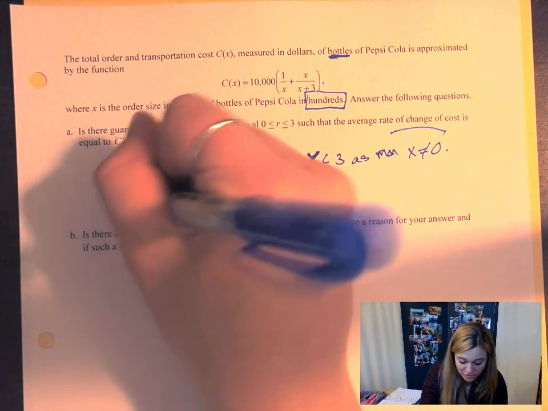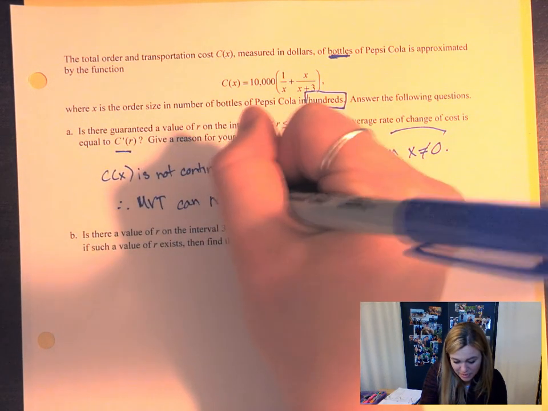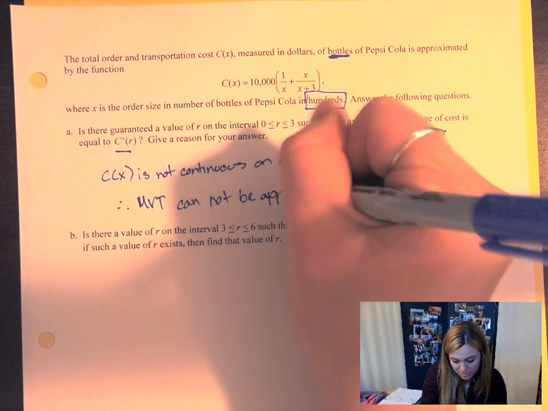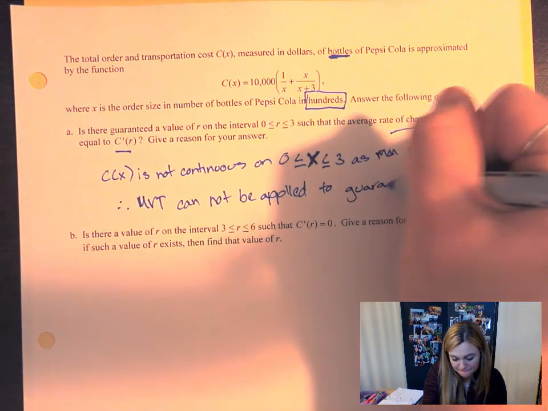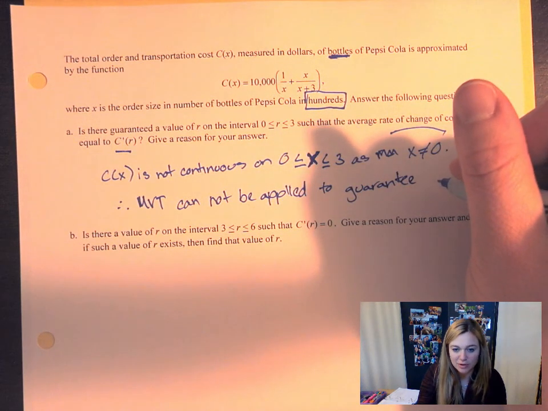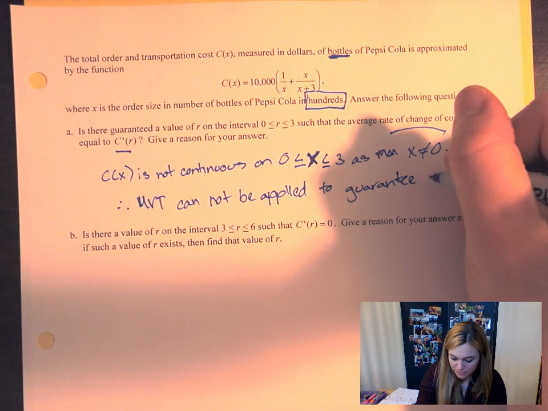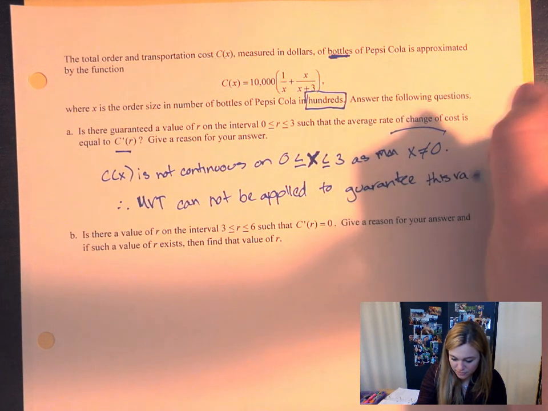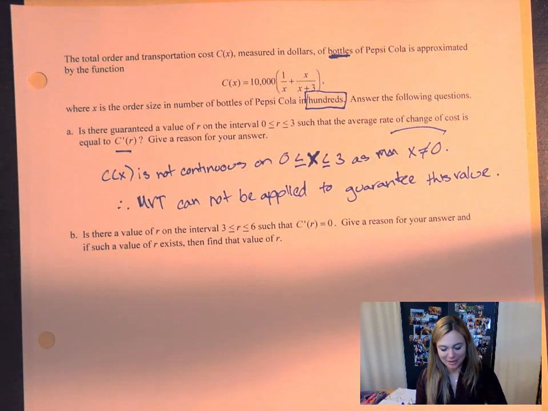Therefore, the mean value theorem, so I'm still saying what I know, cannot be applied to guarantee such a value. So I still like dropping some knowledge there. I know that you were talking about the mean value theorem, but it can't be applied. Okay, there wasn't much room there anyway, so it was probably not going to be true.